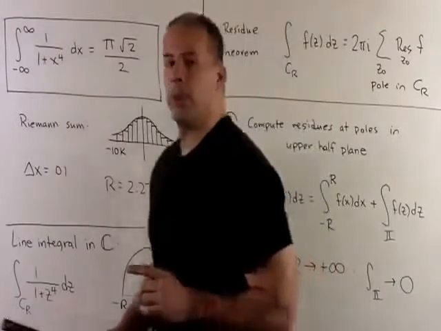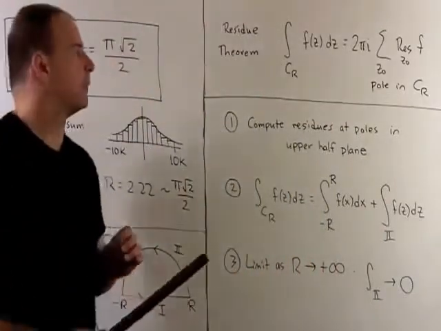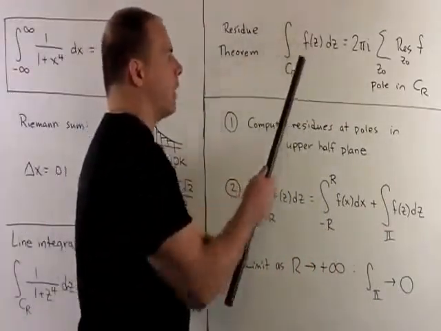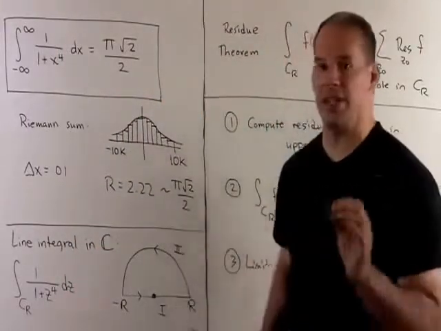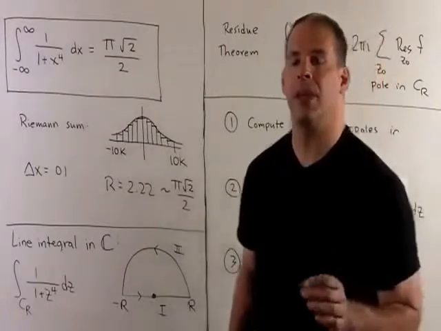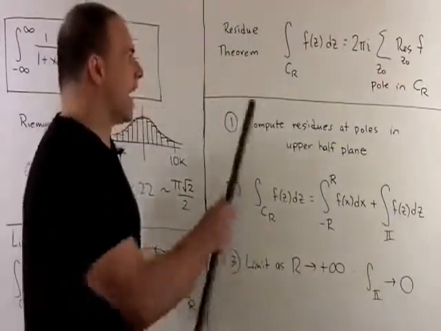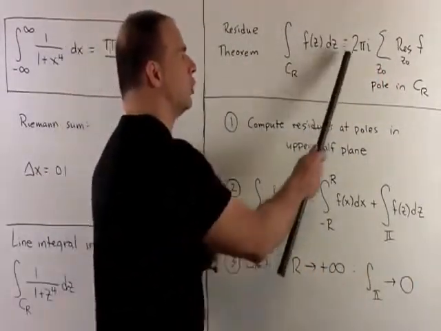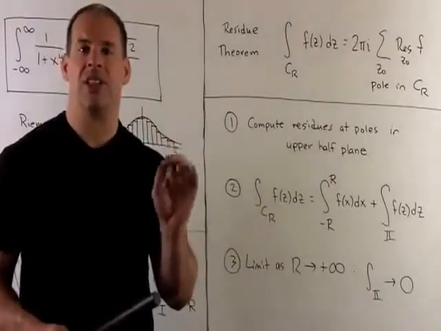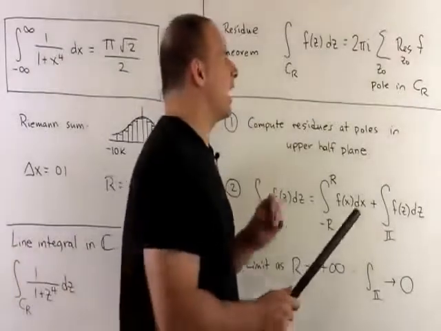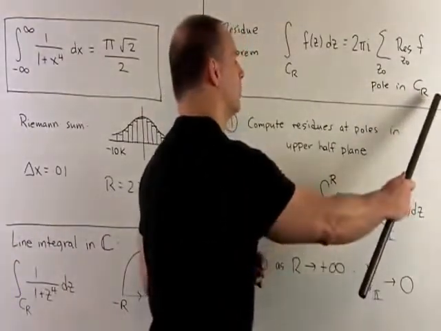Now, what the residue theorem says is, if our function is holomorphic in this region, except at isolated singularities, then we can compute this line integral just as 2 pi i times the sum of the residues at each singularity. And in this case, we're just going to have poles.